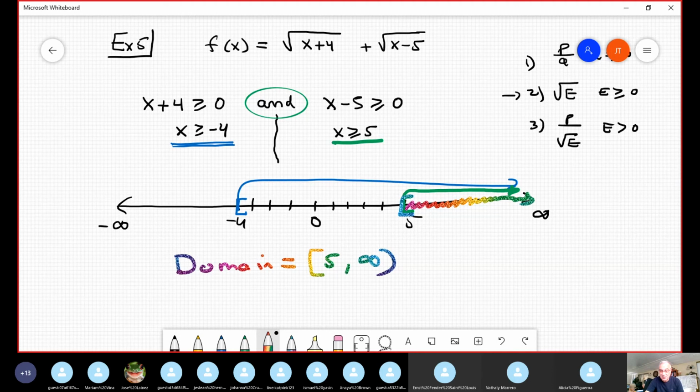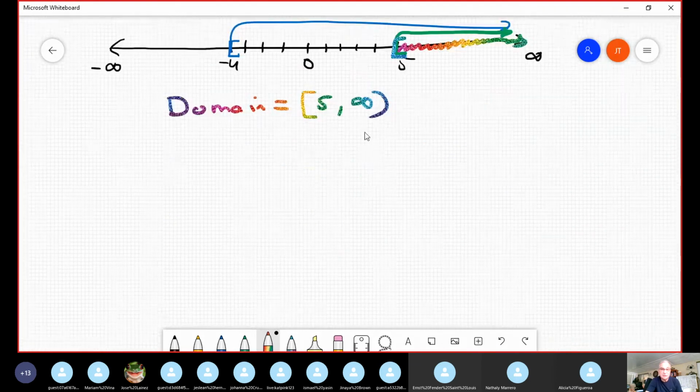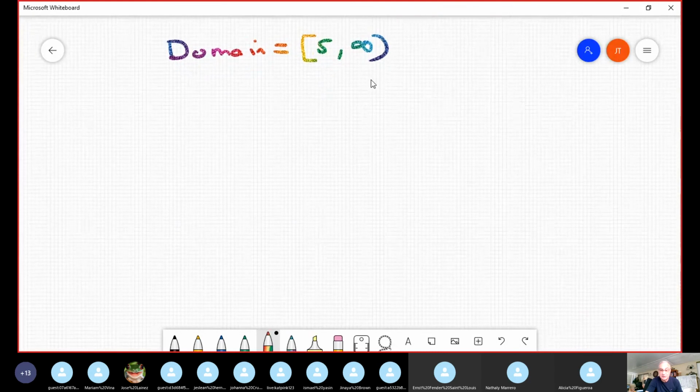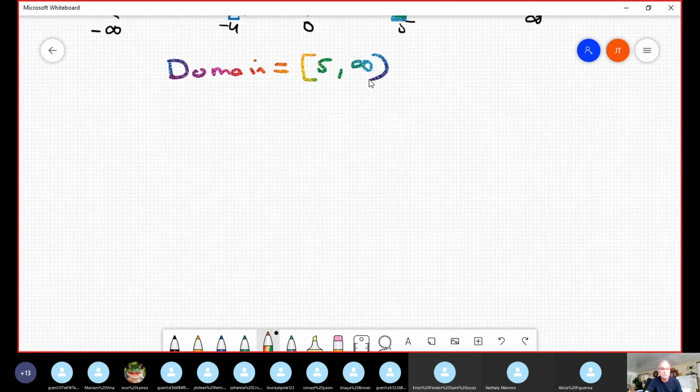This example, number 5, is a combination of two restrictions of the same kind. But it's too radical. Let's move on to example 6, a more complicated case. Let me show you. Example 6.